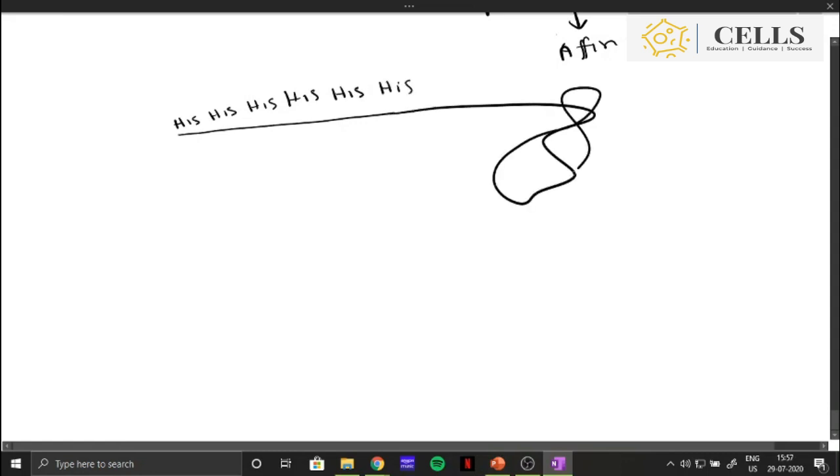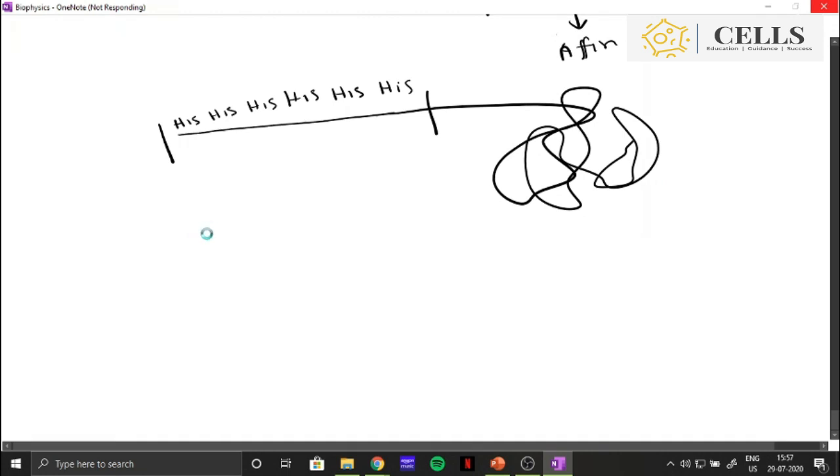Okay. So yeah, the first thing about affinity chromatography is that the protein that you are making should contain a 6 histidine tag attached to it. Histidine, and then you will have the rest of your protein. So the protein should have a 6 histidine tag attached to it if you want to isolate it using a Ni-NTA column.